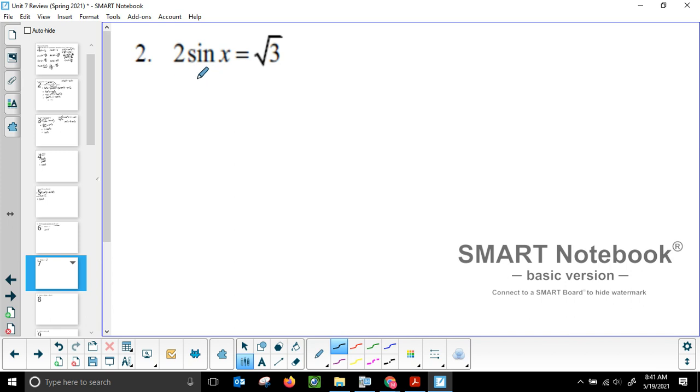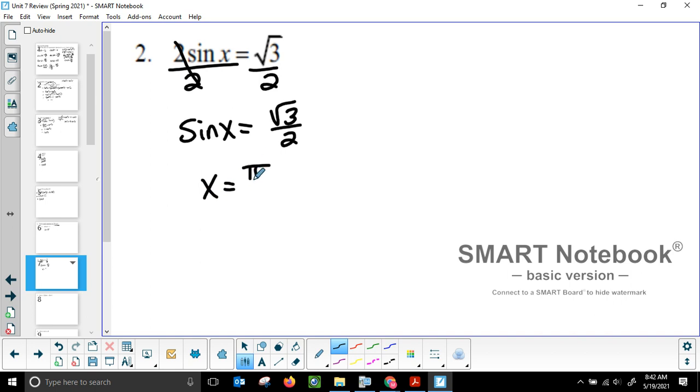All right, so 2 sine x is equal to the square root of 3. Of course, we always want to isolate the trig function first. So I need to go ahead and divide by 2 first. And we get sine of x is equal to the square root of 3 over 2. Do remember that sine is the y coordinate on the unit circle. So if you look at the unit circle, you say, where is my y coordinate square root of 3 over 2? That occurs at pi over 3 and 2 pi over 3.